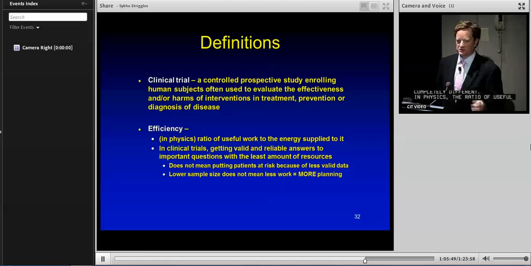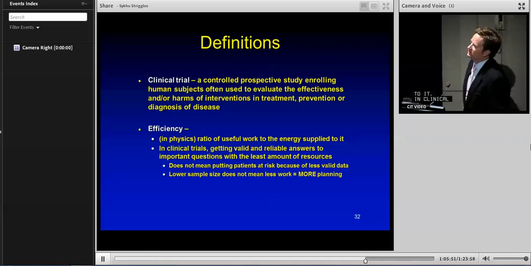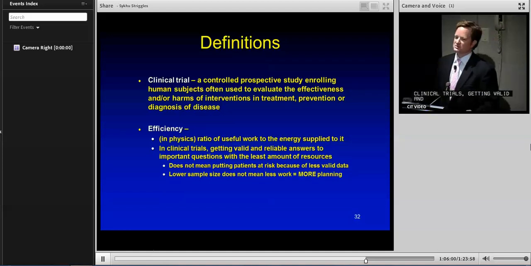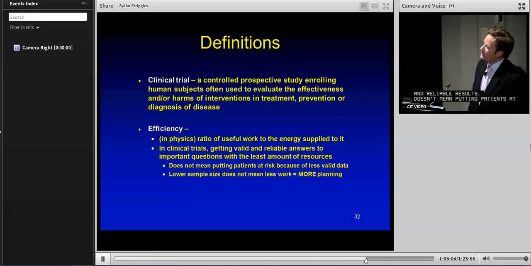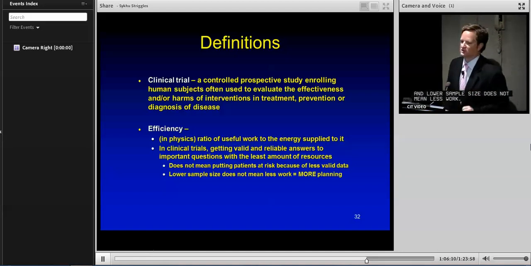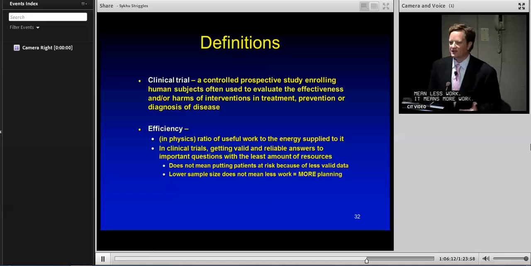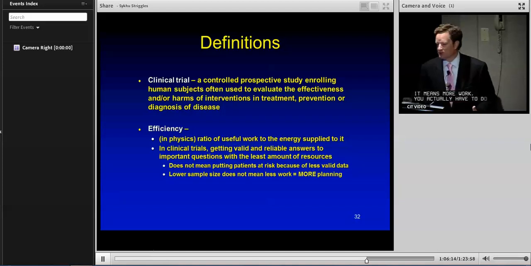And in fact, in clinical research, it's very much the same thing. In clinical trials, it's getting valid and reliable results or answers to important questions with the least amount of resources. It doesn't mean putting patients at risk through invalid study designs. And lower sample size does not mean less work. It actually means more work, because you have to do more planning if you want to have fewer subjects in your study.